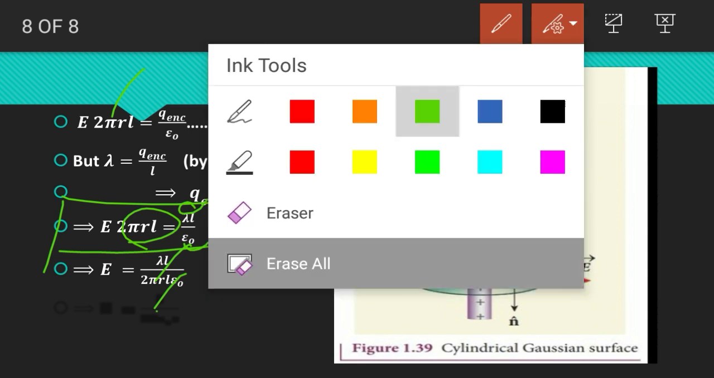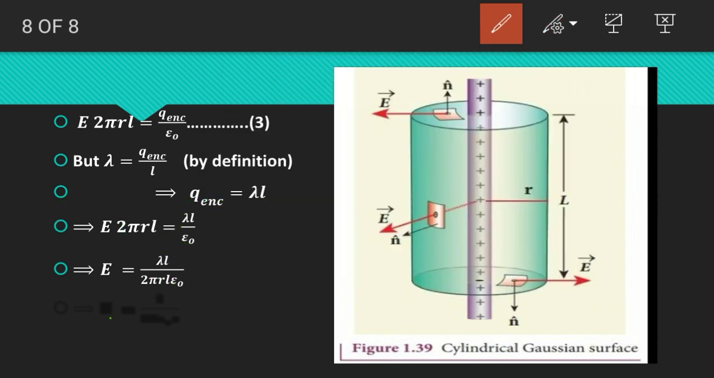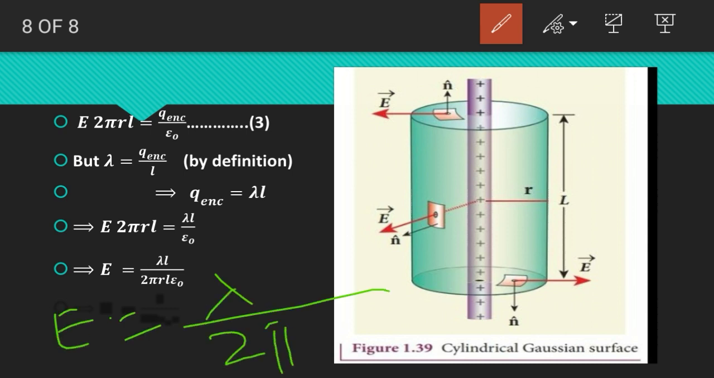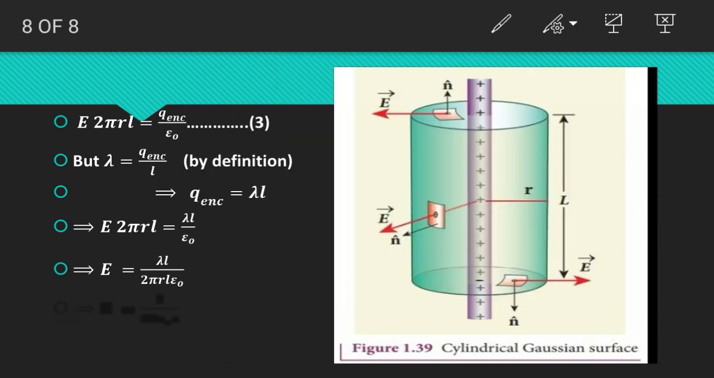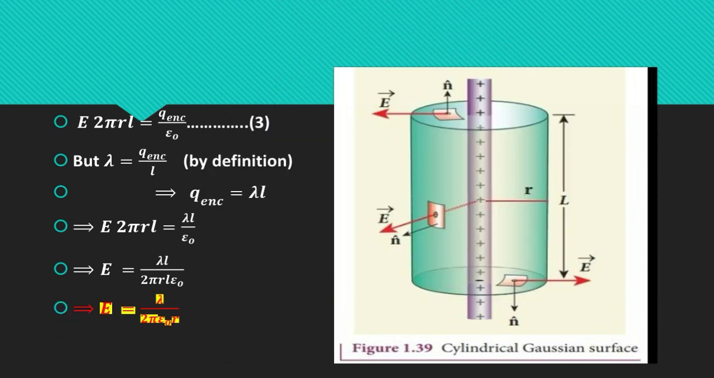Now we have E is equal to lambda divided by 2 pi epsilon 0 into R, right? By cancelling L on both sides, E is equal to lambda divided by 2 pi epsilon 0 into R. That's what we wanted to calculate here.